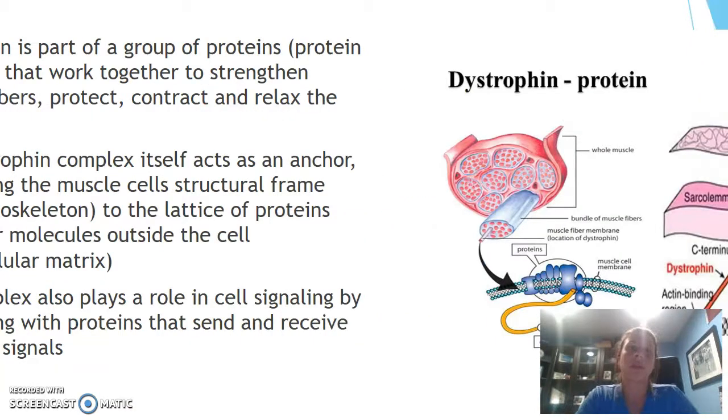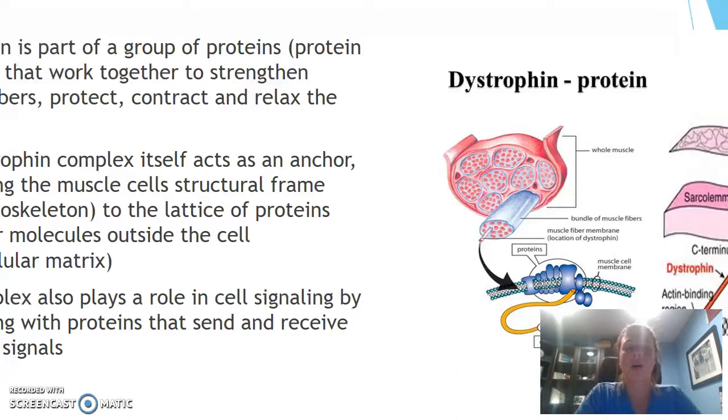The role of dystrophin is that it's part of a protein complex that works together to strengthen muscle fibers, protect those muscle fibers, contract, and relax the muscle. So it's very involved in the whole muscle complex. The dystrophin complex itself acts as an anchor connecting the muscle cell structure framework, the cytoskeleton, to the lattice of proteins and other molecules outside of the cells, the extracellular matrix. The complex also plays a role in cell signaling by interacting with proteins that send and receive chemical signals. So this protein is extremely important in the activation, contraction, receiving and sending signals to and from the muscle.